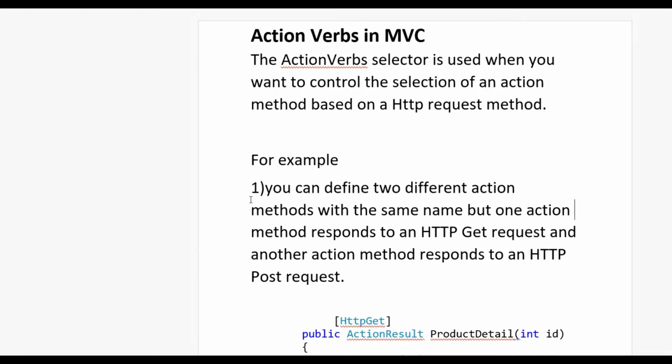Hello guys, today we learn action verbs in MVC. The action verb selector is used when you want to control the selection of action method based on HTTP request method. Let us see one example.